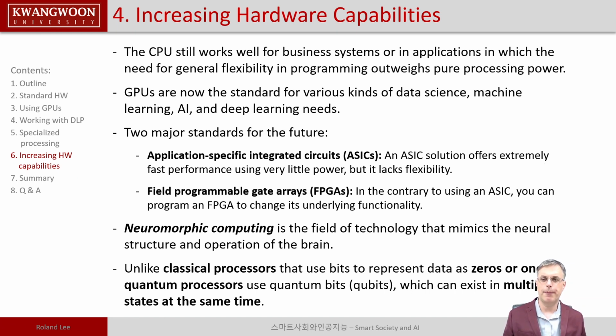Now, quantum processors represent a big leap in AI hardware capabilities. Unlike classical processors that use bits to represent data as zeros and ones, quantum processors use quantum bits, so qubits, which can exist in multiple states at the same time. This unique property allows quantum processors to perform certain calculations much faster than classical computers do.